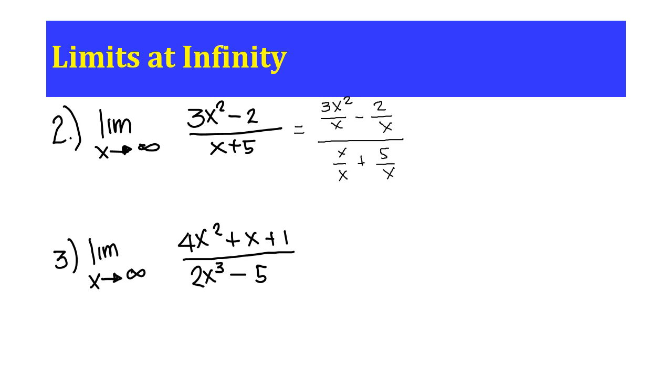Now, everything with x in the denominator will approach 0. This will be approaching 0 and x over x will be 1.